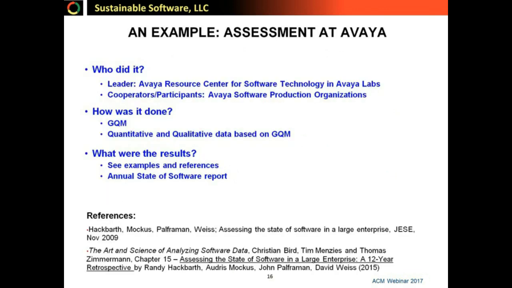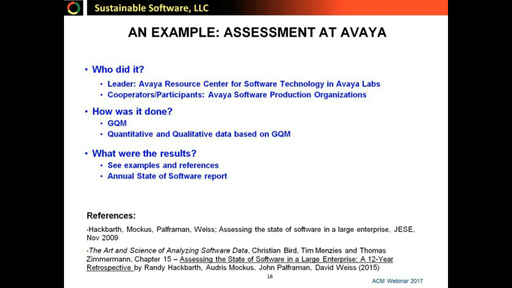So the example we're going to do is assessment at Avaya. And I'll just tell you, there was a separate organization called the Avaya Resource Center for Software Technology and Avaya Labs that was set up to do this. There were basically 2.5 people involved in this organization. They cooperated and participated with all of the Avaya software production organizations. And the leader of this group is Randy Hackbarth. I am going to turn things over now to Randy, who will talk more about how it was done and give you some examples.